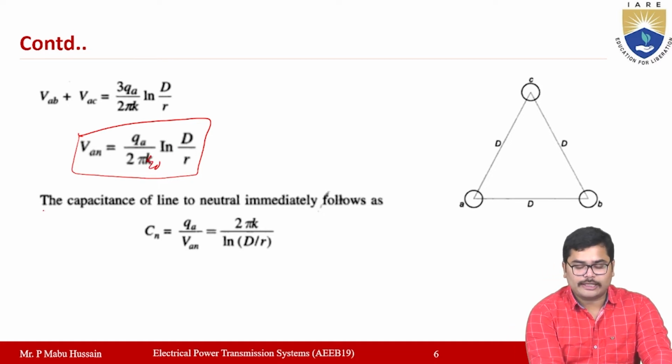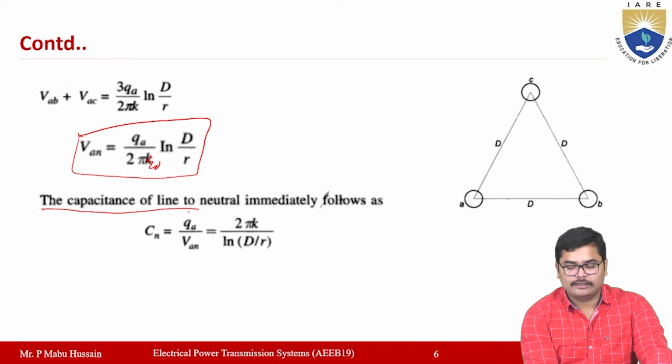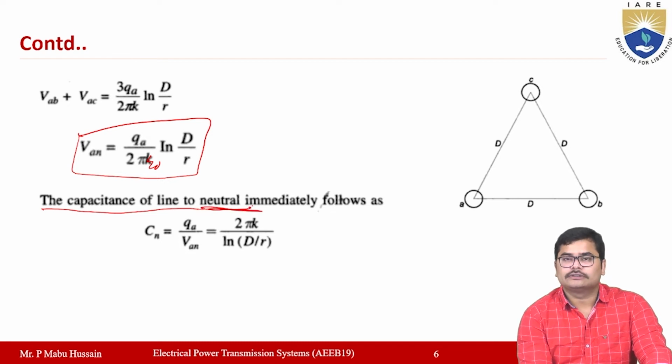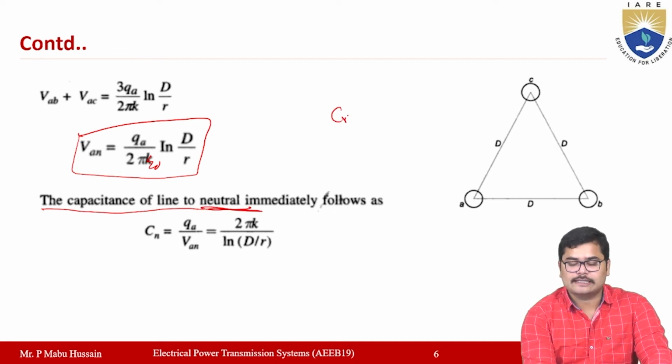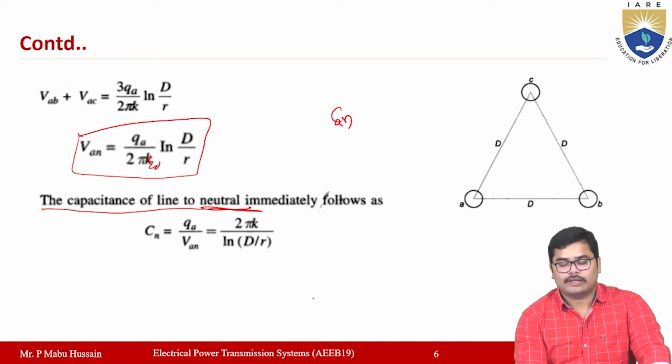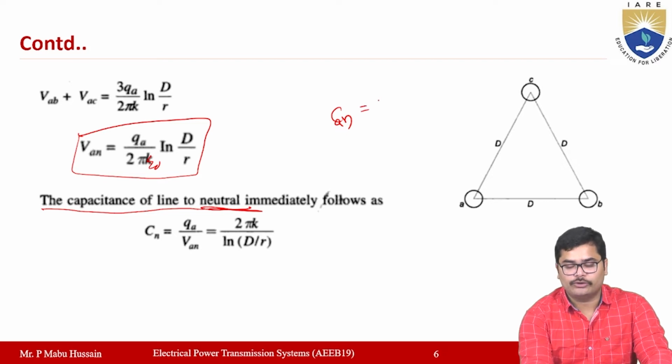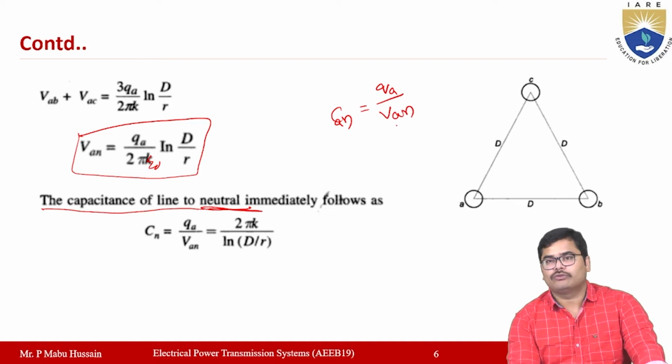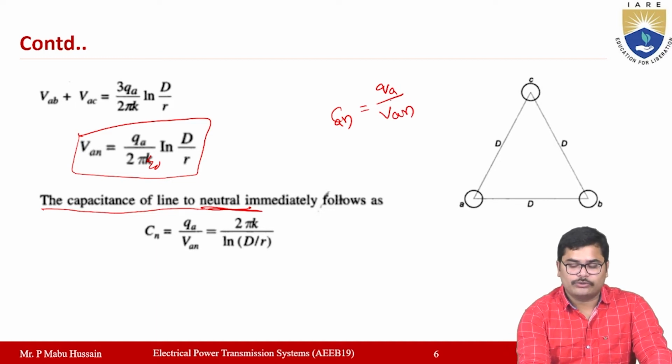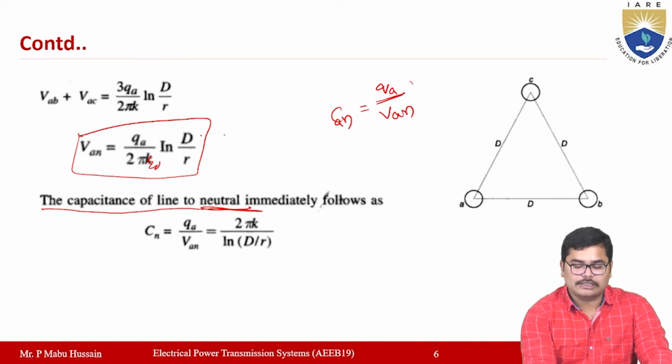Now if you want to know the capacitance of the line to neutral, which is represented with CN and is the per phase capacitance, you can write CAN, because we are writing the capacitance for phase A. CAN is equal to QA by VAN, charge per voltage.